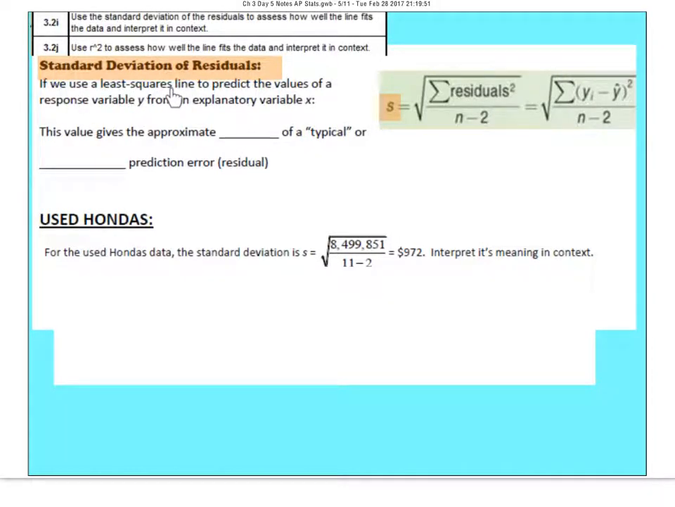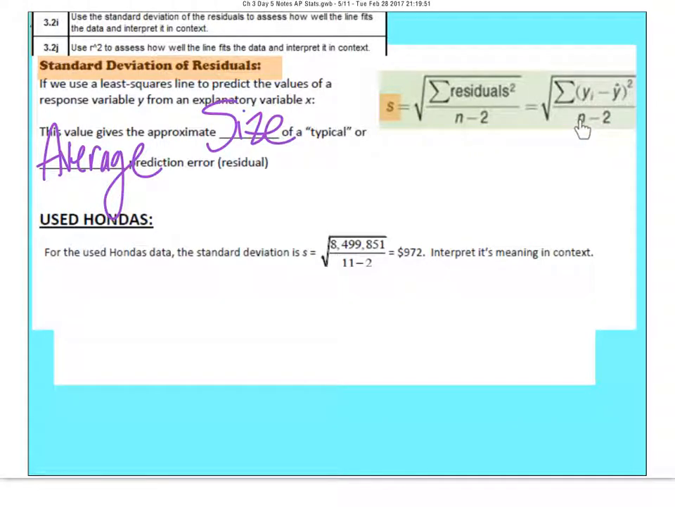If we use a least squares regression line to predict the values of a response variable y from an explanatory variable x, this value gives us the approximate size of a typical or average prediction error. So basically, the standard deviation of the residuals is on average how much error we could expect from using our model. It's denoted by the lowercase letter s, and the calculation is to take the square root of the sum of all of the squared residuals divided by n minus 2.